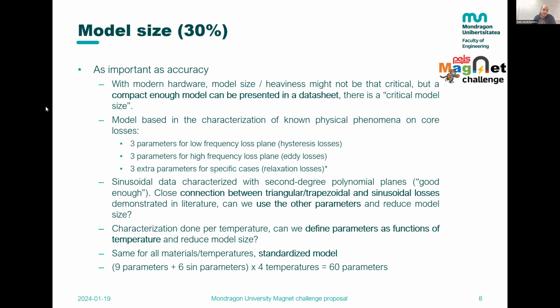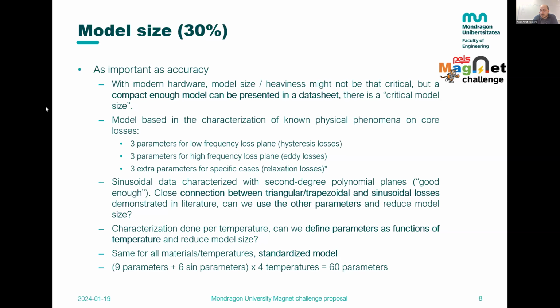So that's okay. But in theory, it has been demonstrated that triangular and sinusoidal data should be defined with the same parameters, right? So in theory, we should be able to remove these parameters. We didn't define these parameters as a function of temperature; we just fit the parameters for different temperatures differently, which is not optimal, but it just works. It's simple. And we use the same model for everything. Well, of course with different parameters, but it's the same model. So we get 9 parameters for the triangular and trapezoidal, plus 6 parameters for sinusoidal, times 4 temperatures. That's 60 parameters per material, which is quite low.